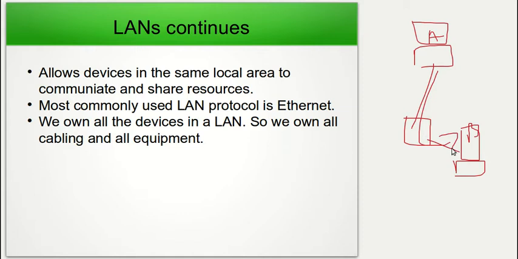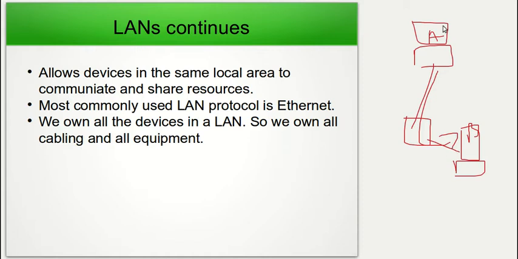Some other types of LAN protocols were Token Ring and FDDI, and those aren't used anymore. Ethernet was essentially better than all of those LAN protocols, and is the LAN protocol that we currently use for local area networks. And with a local area network, the most important thing to remember, and the most important aspect which separates a local area network from a wide area network, is that with a local area network, we own the devices.